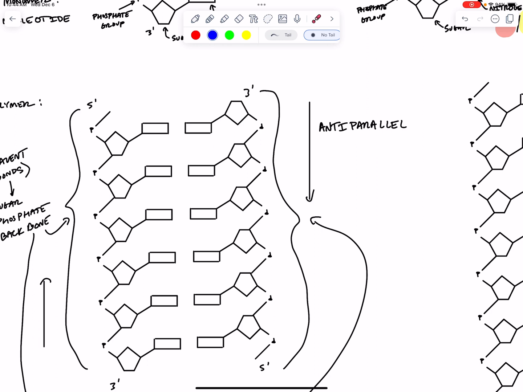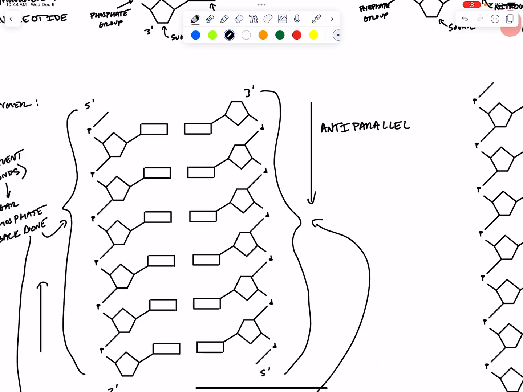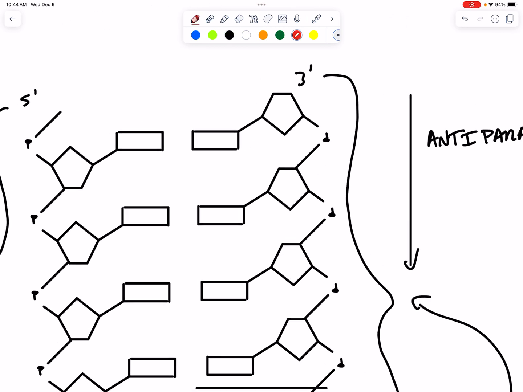So when you look at the structure of the two sides of this strand of DNA, you see that the nitrogen bases face each other. So if this nitrogen base is, let's say, adenine here, then this one is going to be thymine. And I guess I should say a little bit more about that.